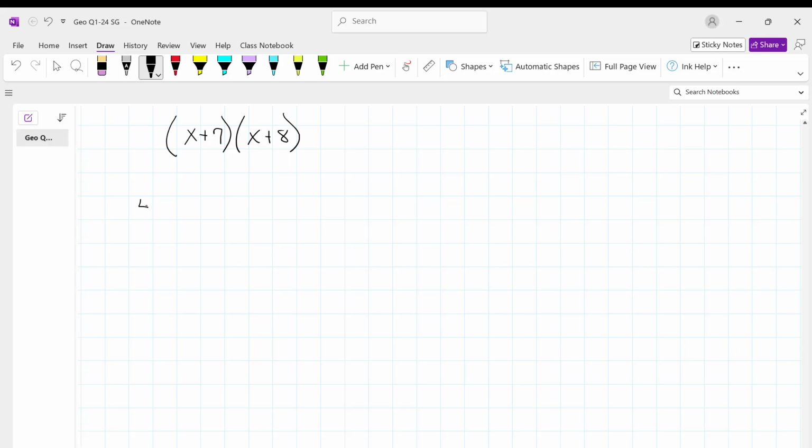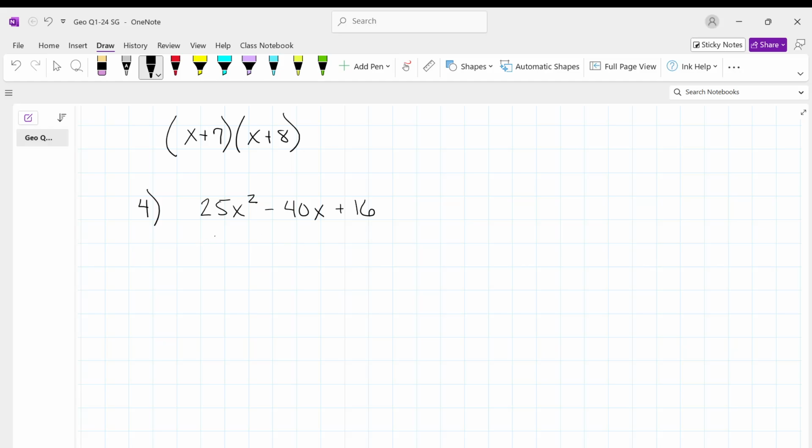Problem number 4. 25x squared minus 40x plus 16. Now, this is called a perfect square trinomial, and it's something that you have to notice, meaning 25 is a perfect square and 16 is a perfect square. So when the first term is a perfect square and the last term is a perfect square, it's called a special case. It's a special trinomial. It's a perfect square trinomial.